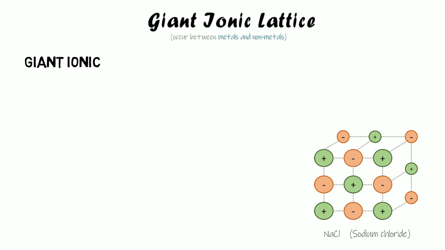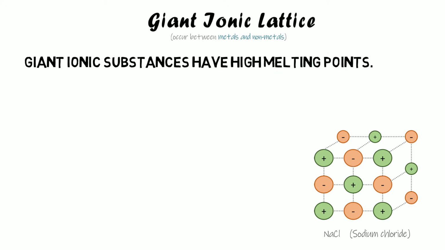We call this structure a giant ionic lattice. These substances have got high melting points. That means you need to get them really, really hot in order to melt them, maybe 1,000 or even 2,000 degrees. So for that reason, they're going to be solids at room temperature.